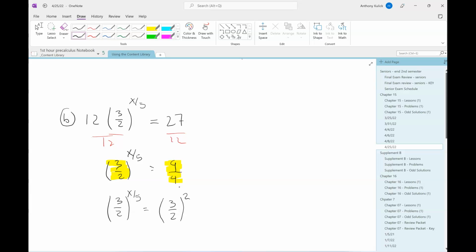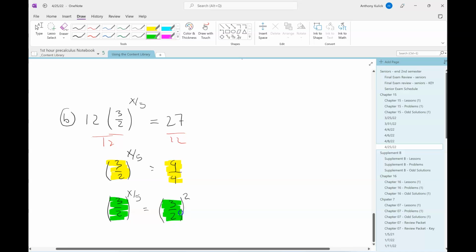And hey, what have we done? The bases are the same, so what can we say? That the exponents are equal.